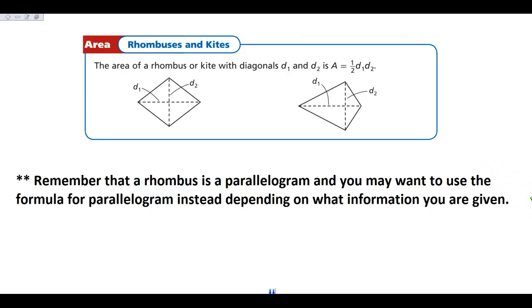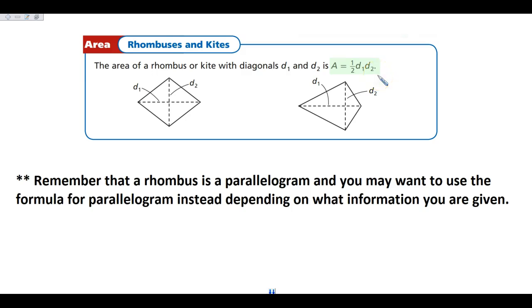And then our last formula that we're going to look at, for rhombuses and kites, is that our area is 1/2 the product of our diagonals. So D1 and D2 are the length of one diagonal and the length of the other diagonal. Please realize it doesn't matter which diagonal you call 1 and which diagonal you call 2.